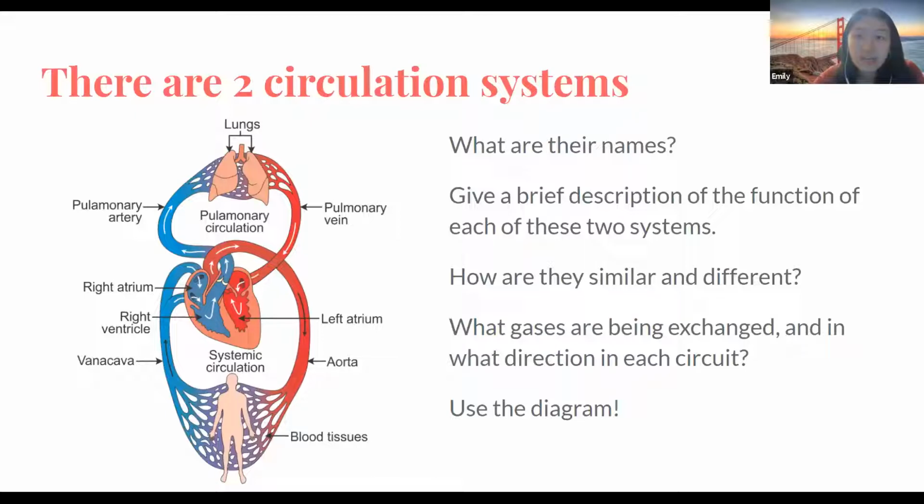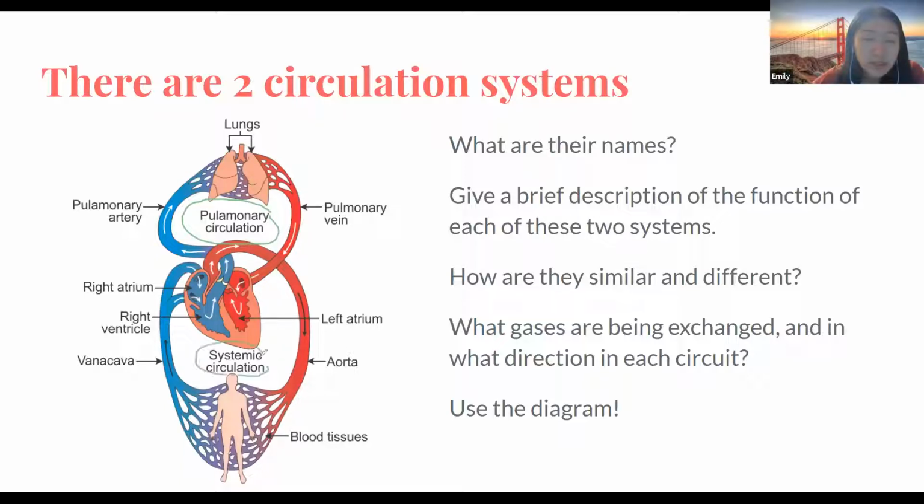So someone said here, vena cava and aorta. Those are definitely two very important parts of the circulatory system in the two different circulation systems. Those are not actually the names of the two circulations though. What I was looking for here is these, in the centers of these two circles.